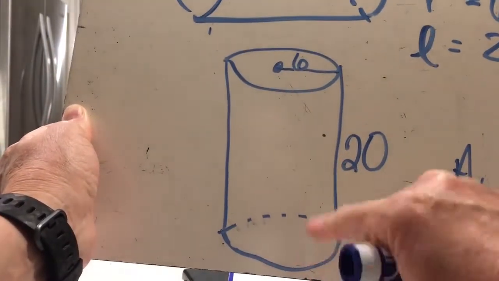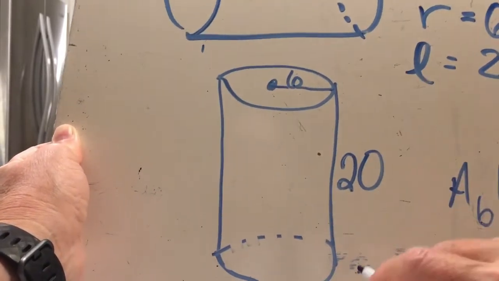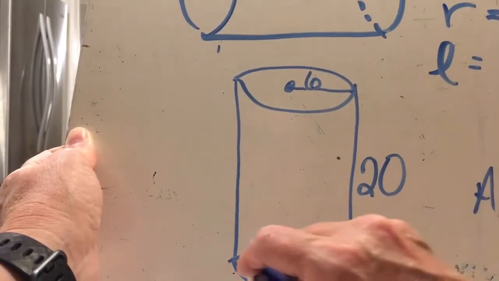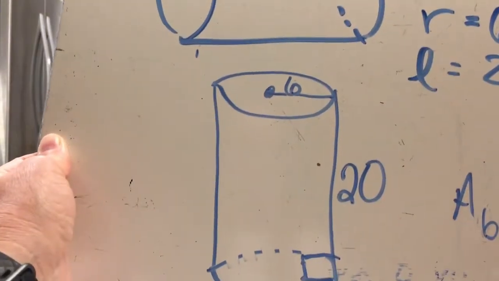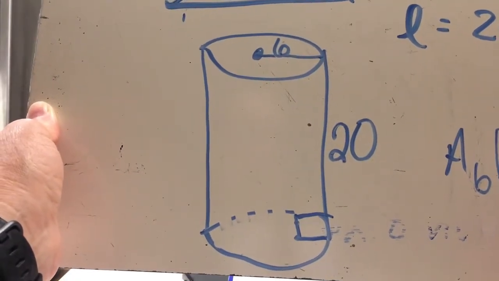A right circular cylinder is right here, isn't it? This is the right angle as it touches the ground right there. The ground makes a right angle with the height. So to me, it's easiest to visualize the figure this direction.